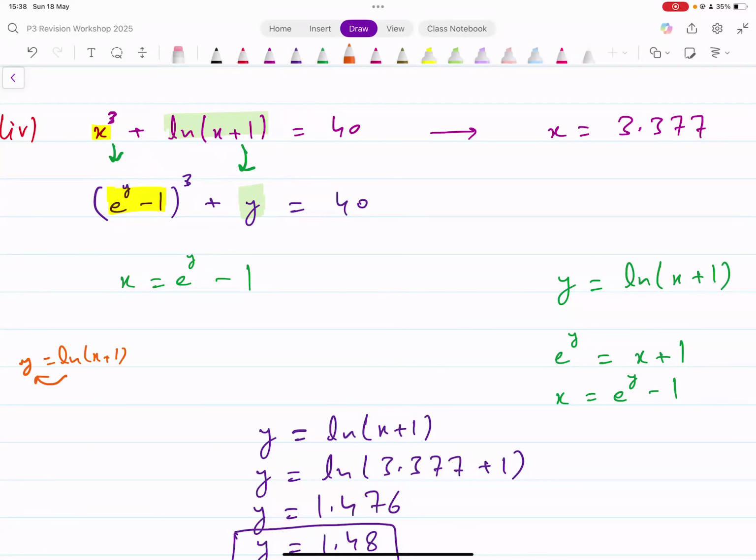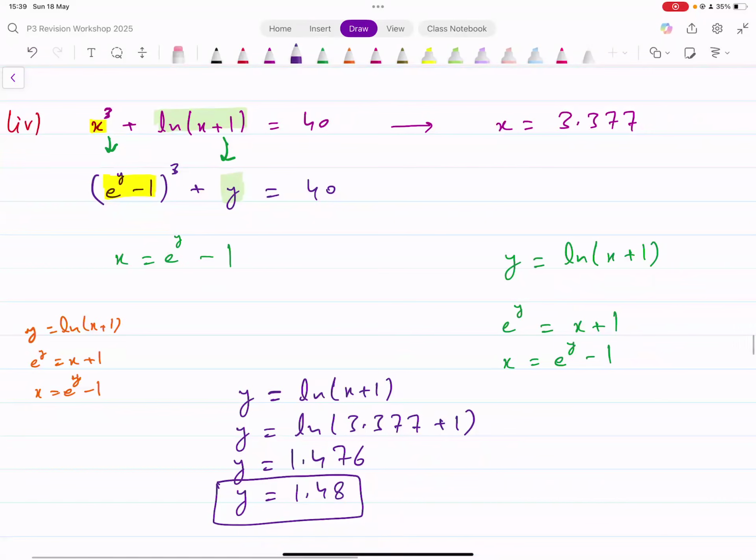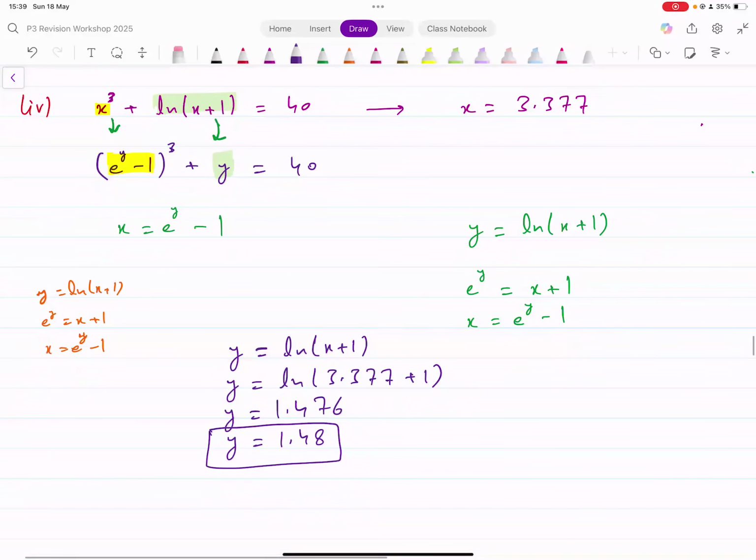If you take this to the other side, it becomes e raised to power y equals x plus 1, and x equals e raised to power y minus 1. So that's the connection that you get between these two equations. x has been replaced with e power y minus 1. Now, what does that mean? The value of x that we got as solution from there is now going to be the same as e raised to power y minus 1. So we say e raised to power y minus 1 equals this value, and find the value of y from that.